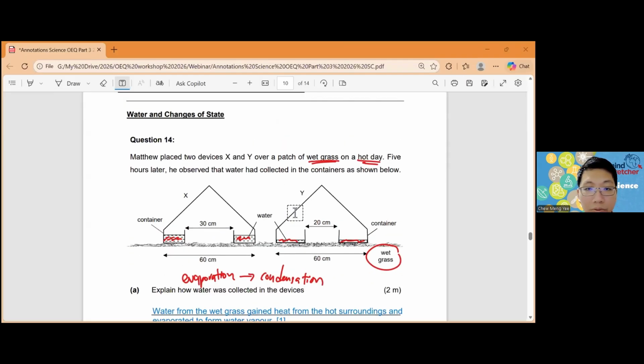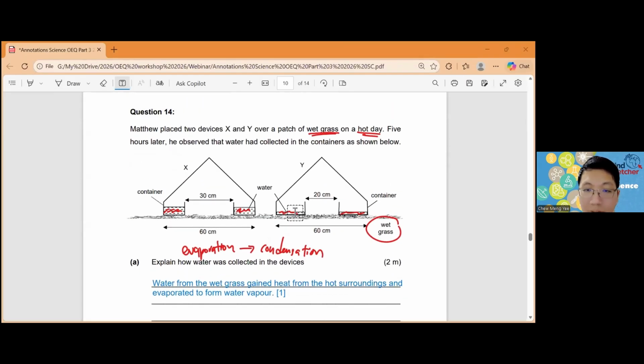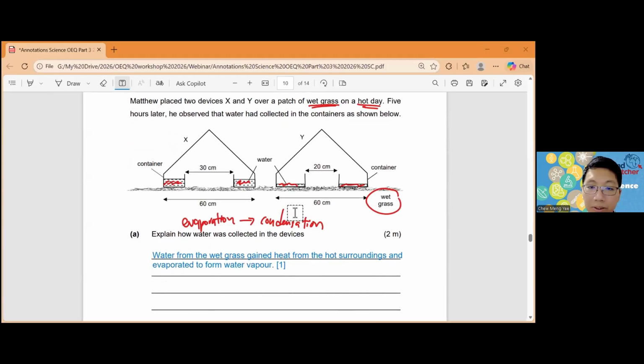Did you learn question 14 in P5? Yes. When you learn water, evaporation, and condensation, you will see some of these questions. These are application questions. Maybe at P5, you have just started learning them. All this application will come a bit later.